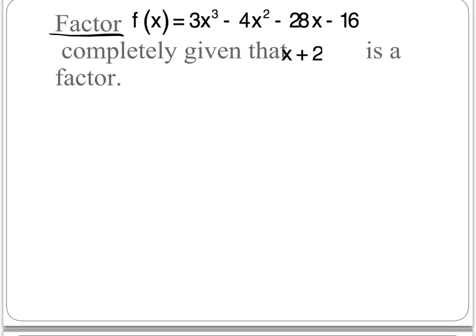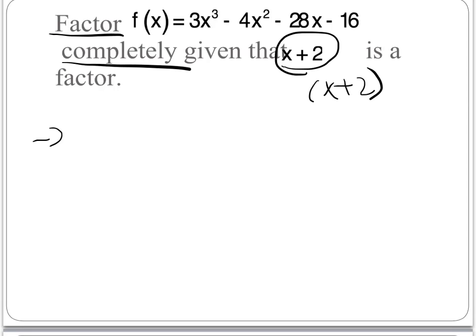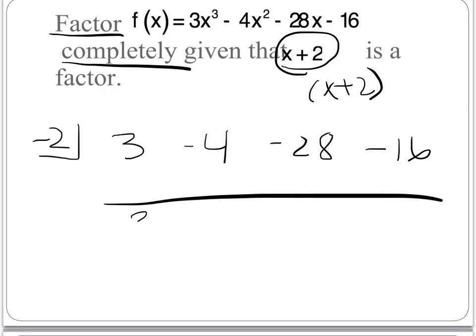Okay, now we have a different type of question. This one asks us to factor completely. And if we're given that this is one of the factors, then we're going to have x plus 2 in our answer. To figure out what it looks like after that, we use our synthetic division. So negative 2, and then 3, 4, negative 28, negative 4, and negative 16. So I write it down, we get 3, negative 2 times 3 is negative 6, and get negative 10. Negative 2 times negative 10 is positive 20, and that gives us negative 8.